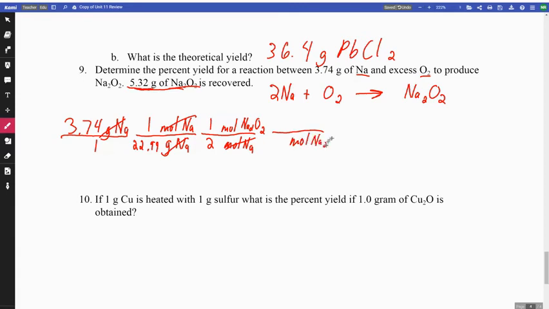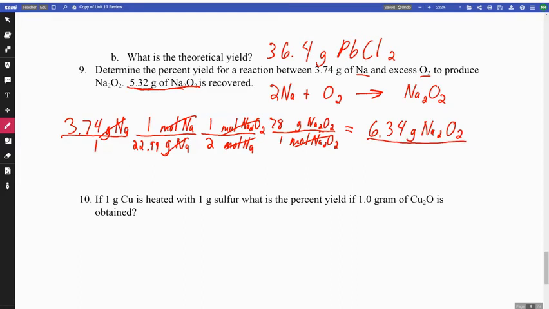Moles of that. Grams of that. And that's going to be our molar mass, which is 78 grams. And 1 mole. Moles cancel out. We're left with grams. We do our math. That turns out to be 6.34 grams of Na2O2. Okay, now that is our theoretical yield.